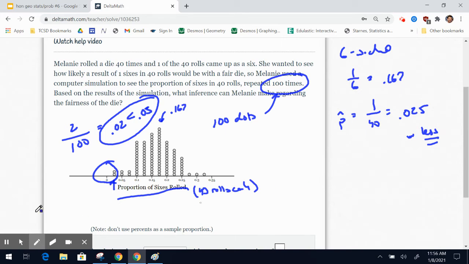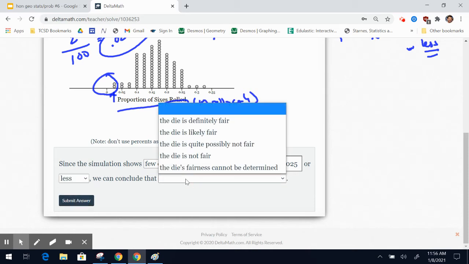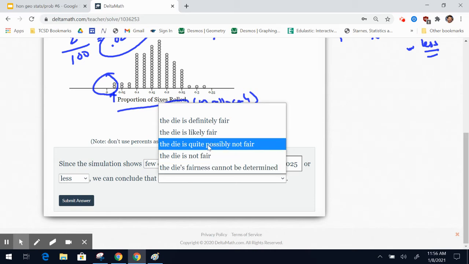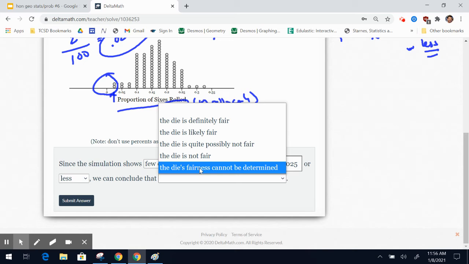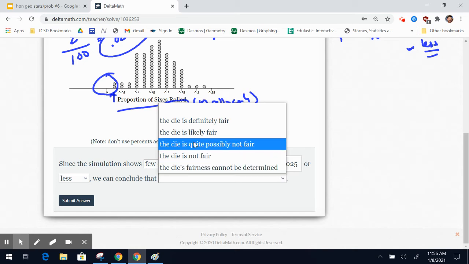Okay, so how do we answer this question based off of all that pre-talk? Well, let's come down here. It says, since the simulation shows few cases, right, because it was 0.02, less than 0.05, of a sample proportion of 0.025 or less, we can conclude that the die is definitely fair. No. The die is likely fair. No. The die is quite possibly not fair. The die is not fair. The die's fairness cannot be determined. Our answer is going to be one of these two. Quite possibly not fair or is not fair.